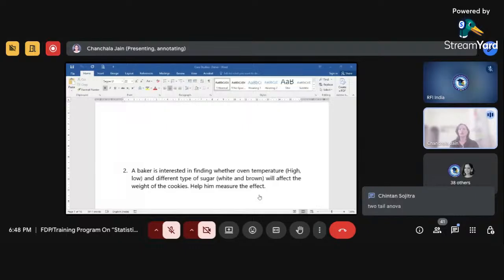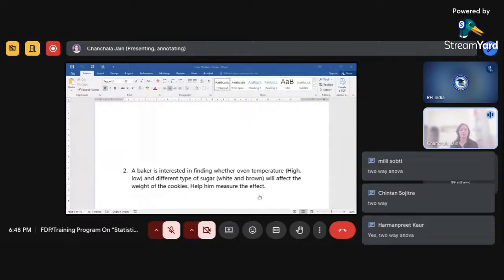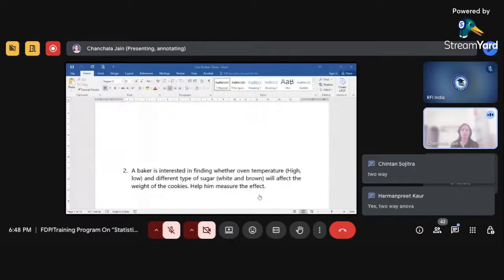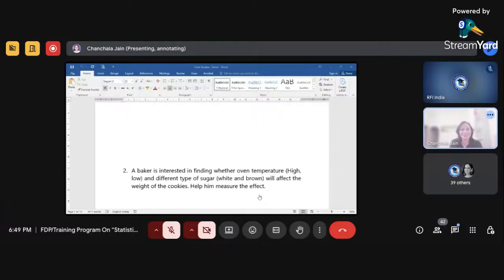Two-way ANOVA. Chintan sir said two-tail ANOVA. Two-tail, it's two-way. It can be two-way. Means two-tail, no. Okay. Manpreet ma'am again is saying it's two-way. Okay, fine. Answer changed now. I think many of you are writing in the chat. It's difficult for me to read everything, but okay, fine.